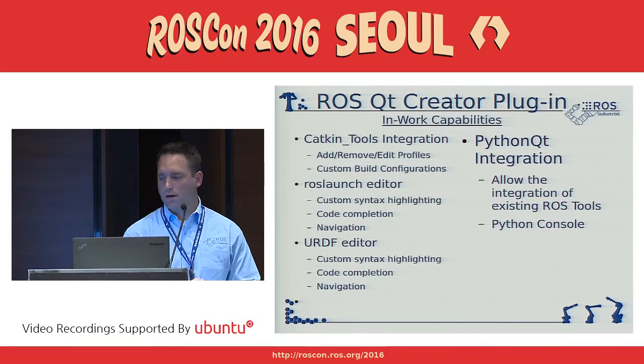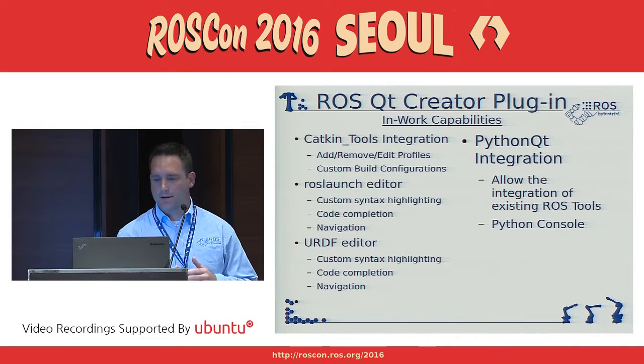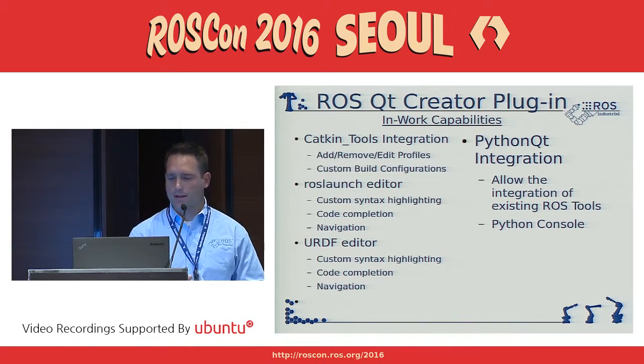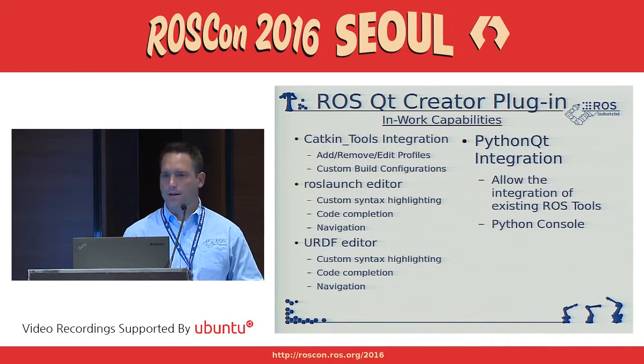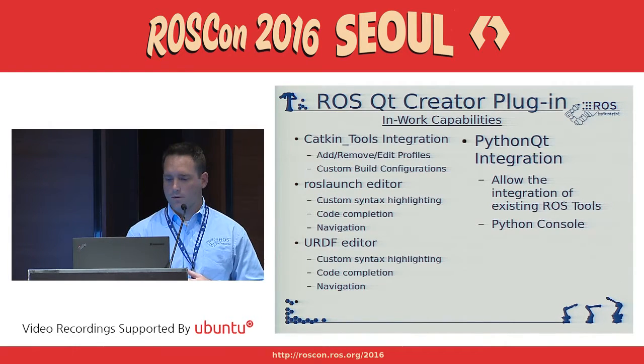So the in-work capabilities that we're doing: right now we're working on integrating Catkin tools. We're about 90% there. It'll allow you to add, remove, and edit profiles and custom build configurations for Catkin tools. One of the developers is working on a ROS launch editor. It provides you custom syntax highlighting, code completion, and navigation for ROS launch files. Same thing for URDF editors.